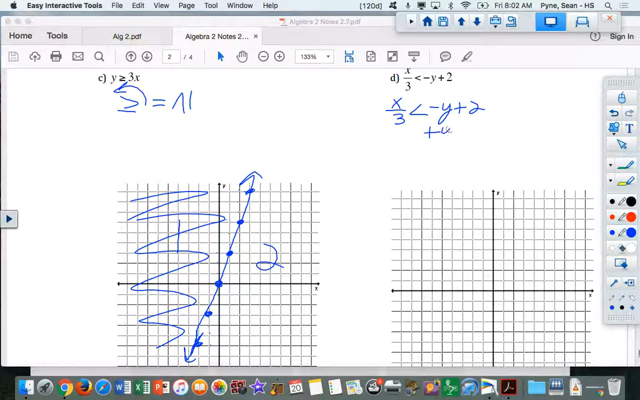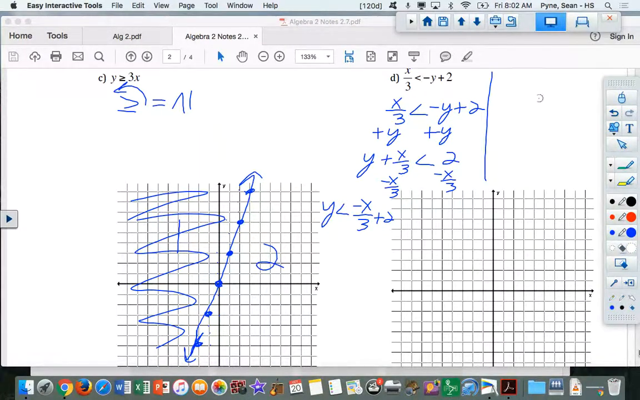Okay. Guys, there's multiple ways to do this. So if you did something different, it does not mean you did it wrong. So now I have y plus x over 3 is less than 2. And then my last step. Excellent. So then what she has is y is less than negative x over 3 plus 2. Now for anybody that did it differently, I'm just going to solve this real quick so you can see the steps.